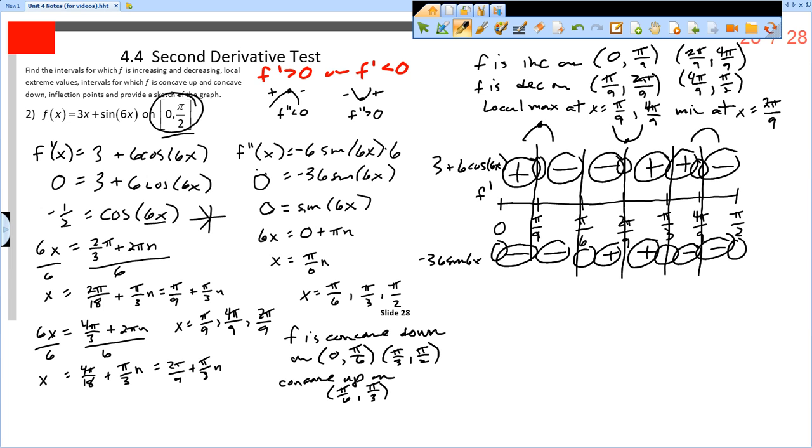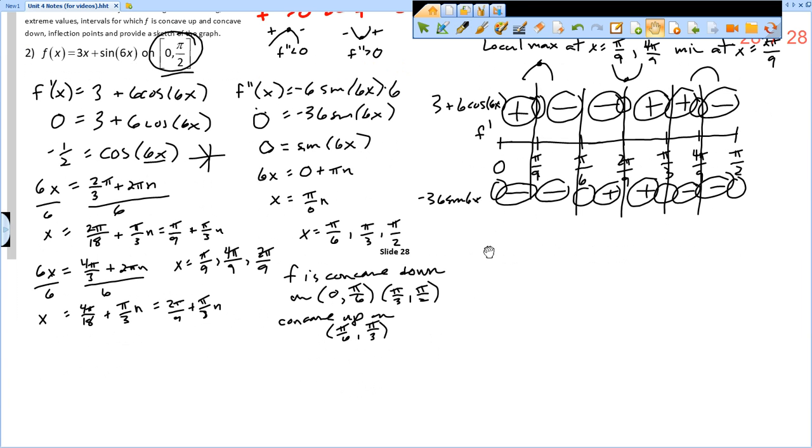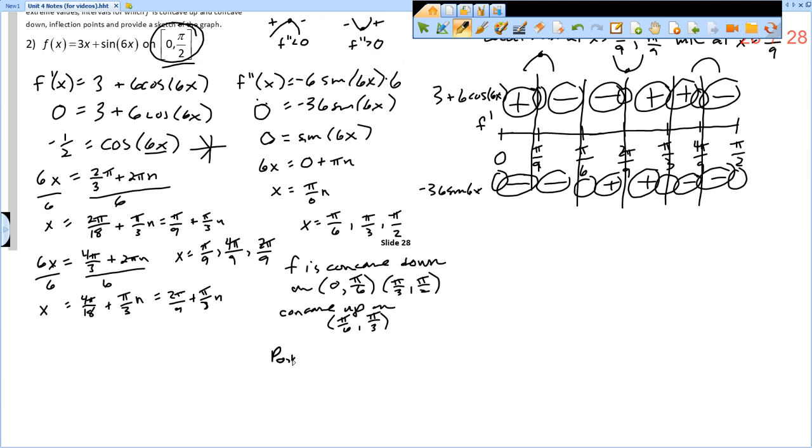Now, you also know points of inflection. Remember, points of inflection occur when the second derivative changes sign. And so you would be able to state that points of inflection occur at x equals pi over 6 and pi over 3, because that is where the second derivative changes signs. All right, now the last step is to sketch a graph.